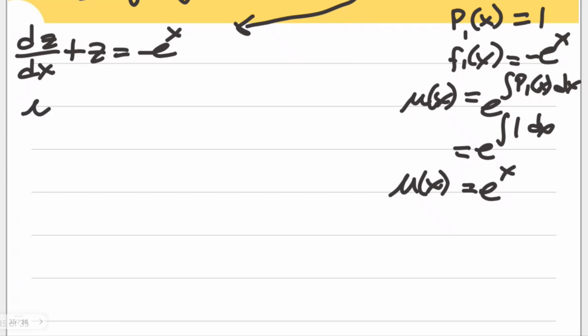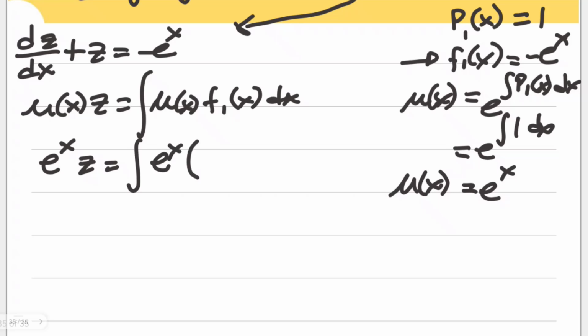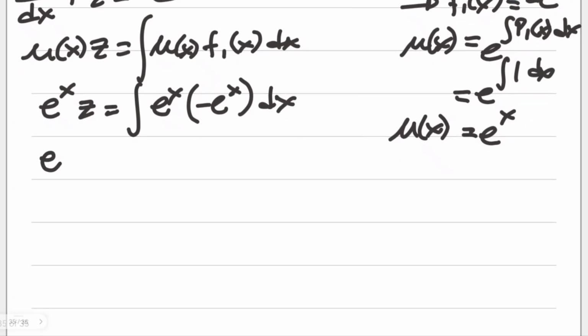It could be solved with this expression: mu of x, the integrating factor, times z is equal to the integral of the integrating factor times f of x, times dx. So you will have e to the power of x z, that's our integrating factor, equal to the integral of e to the power of x times negative e to the power of x dx. So e to the power of x z is equal to negative, I'm taking out the negative, the integral of e to the power of 2x dx, since x plus x is 2x.